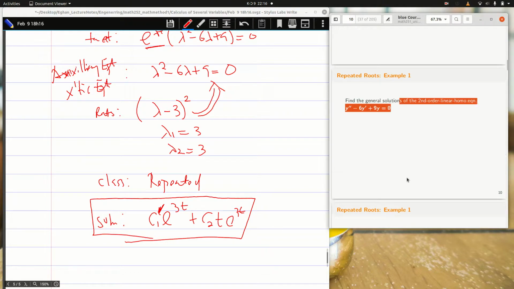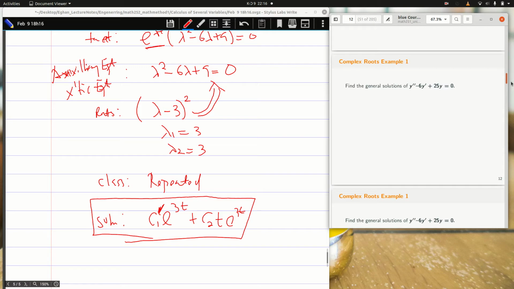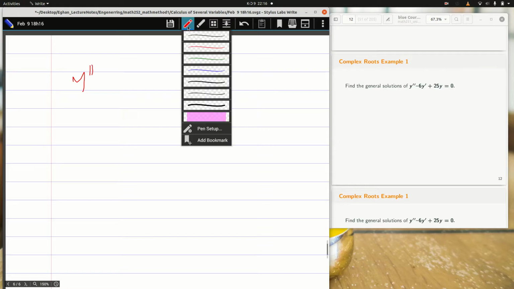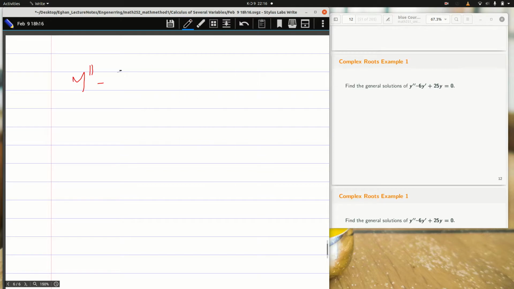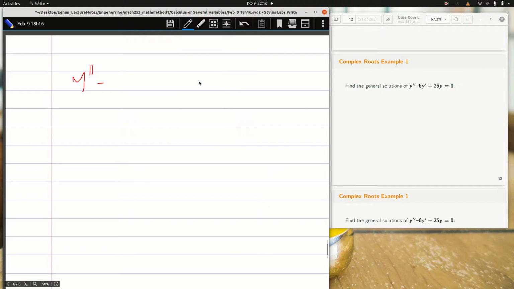Now let's take another example on the complex roots. Let me quickly go through my slides on the complex roots. Alright, so this is the first example. I'll take another sheet and then do that. We want to solve this problem. Let me change the ink here.